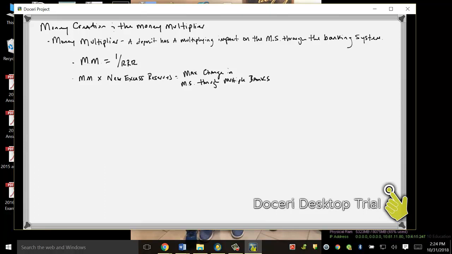So you can see in the notes here that the money multiplier is always equal to 1 divided by the required reserve ratio. And when we take that money multiplier value and times it by any new excess reserves that have been created, that allows us to calculate how much the money supply can change through multiple banks. So if we go through an example, similar to what we did on the last video, we've got our bank balance sheet here. And on our bank balance sheet, we are looking at liabilities and assets.